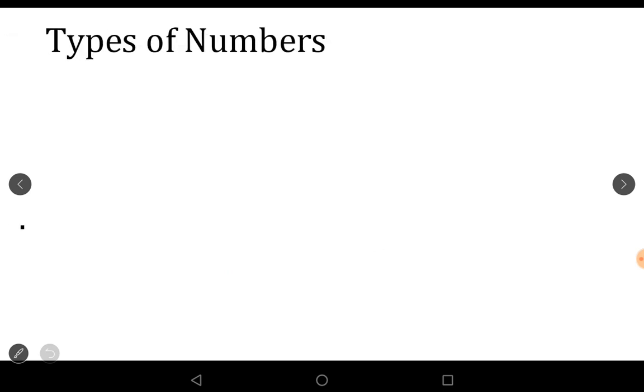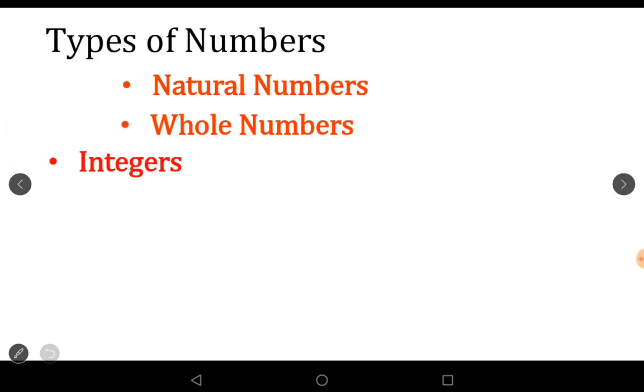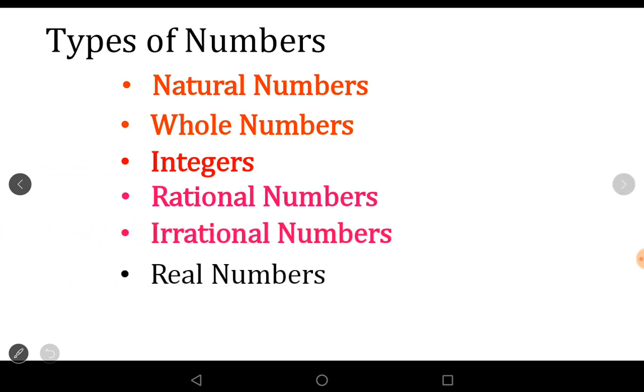Types of numbers. We know that all counting numbers are called natural numbers. To count, natural numbers are 1, 2, 3, 4, 5, 6, 7, 8, 9. Next, whole numbers. See here: natural numbers, whole numbers, integers, rational numbers, irrational numbers and real numbers. The last one is complex numbers.